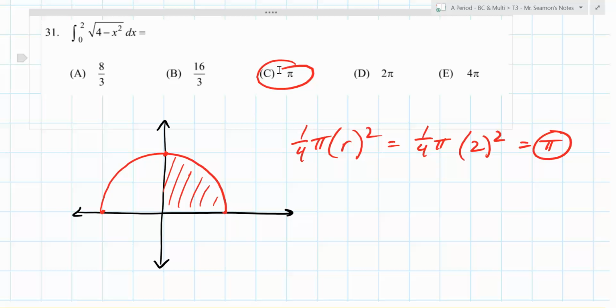Absolutely. Okay. Can you say that again? That was so fast. Look, you need to recognize that this is this graph. You're integrating from 0 to 2, right? That is 1/4 of the whole circle. What is the area of the circle? Pi r squared. How much of the circle do we have? 1/4 of it. It's 1/4 pi r squared. Oh, pi. Done. But you have to recognize that that's the equation of a circle. That's it.